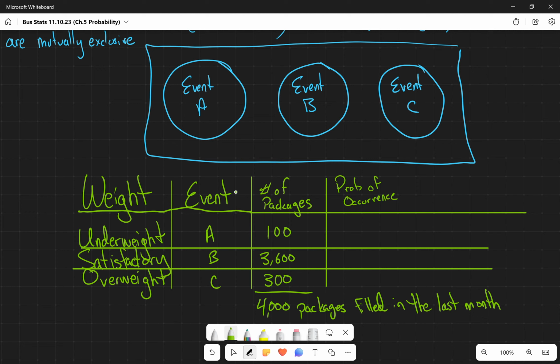So for the probability of occurrence, we're going to take this 100 number and divide it by the total number of events. So we have 100 divided by 4,000. Over here we have 3,600 divided by 4,000. And then over here we have 300 divided by 4,000. So we end up with 0.025 here. We end up with 0.900 here, and we end up with 0.075 here.